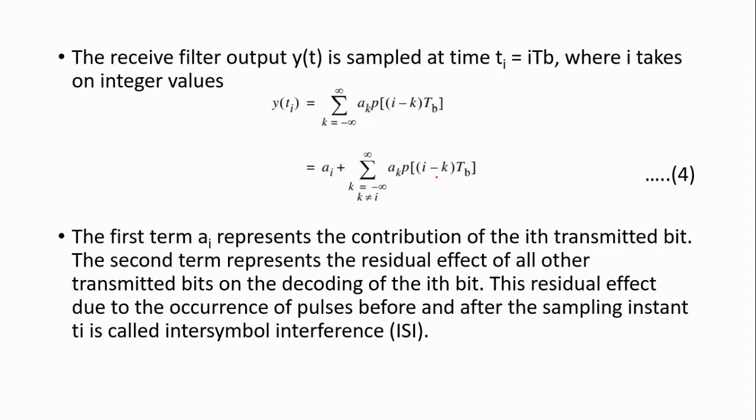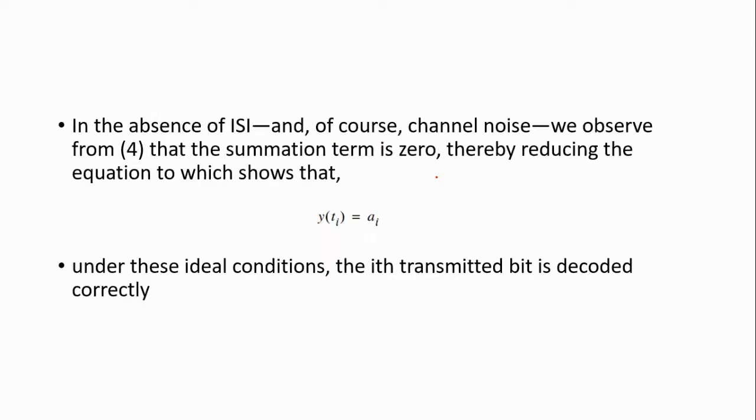Here the first term represents the desired binary data, and the second term represents the residual effect of other transmitted bits on the encoding side. The residual effect of the pulse occurring after or before the sampling instant is called intersymbol interference. In the absence of intersymbol interference and channel noise, we observe that y of ti is equal to a i. Under the ideal condition, the ith transmitted bit is decoded correctly. Thank you.